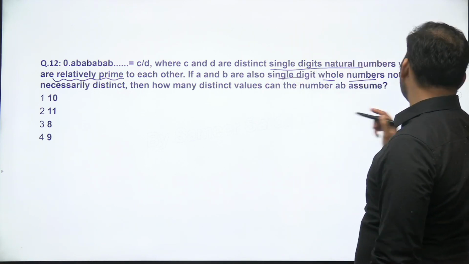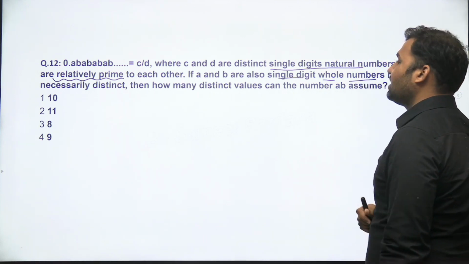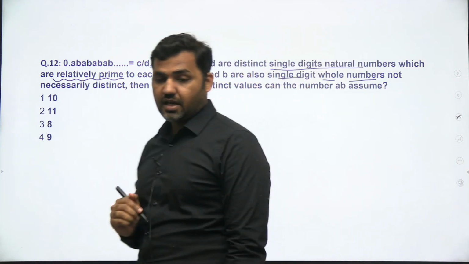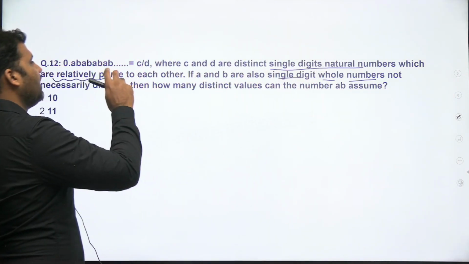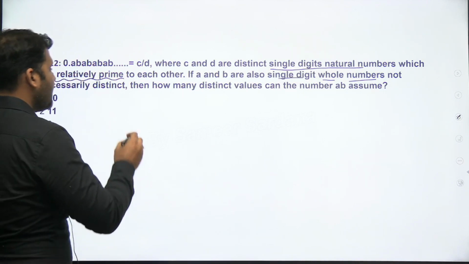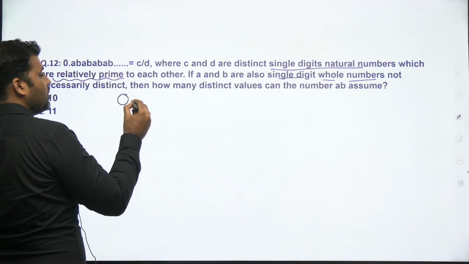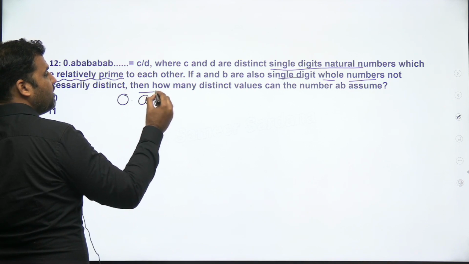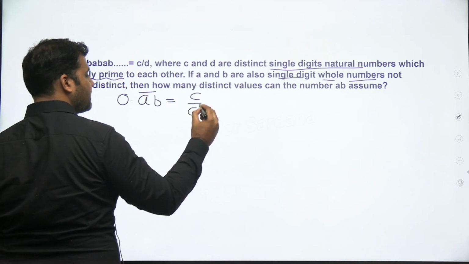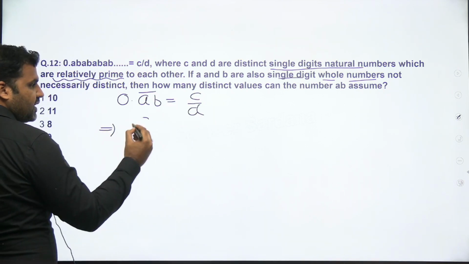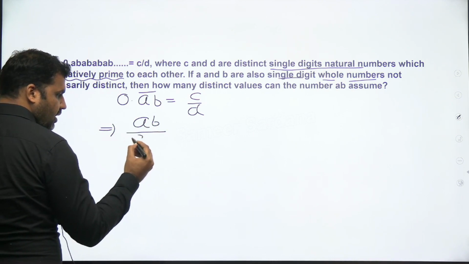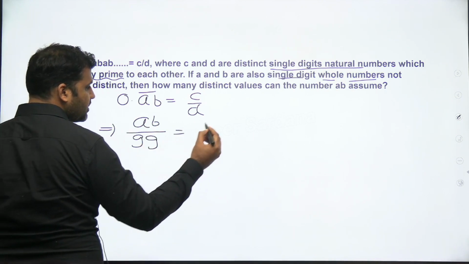Then how many distinct values can the number assume? कितनी distinct values possible हैं A, B की? So guys, first of all, convert it into P upon Q form. पहला जो number है, this is 0.AB bar is equal to C upon D. Now you see that left hand side में आपके पास बनेगा AB upon 99. This is equal to C upon D.